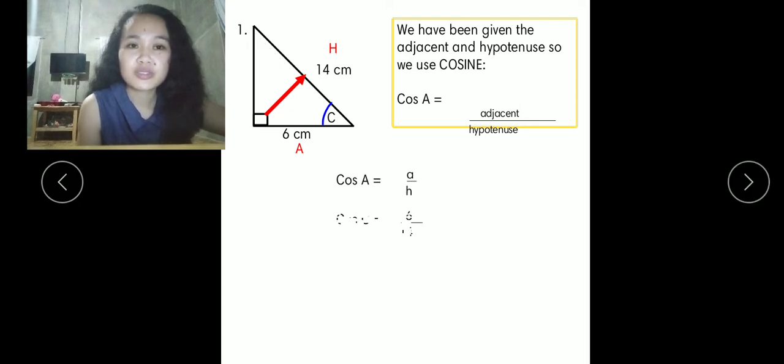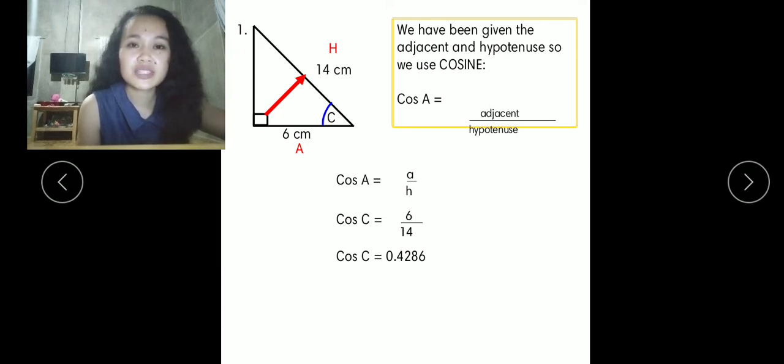Then substitute. Since our given angle is C, cosine C equals adjacent, which is 6 centimeters, over the hypotenuse, which is 14 centimeters. Then divide. So cos C is equal to 0.4286.